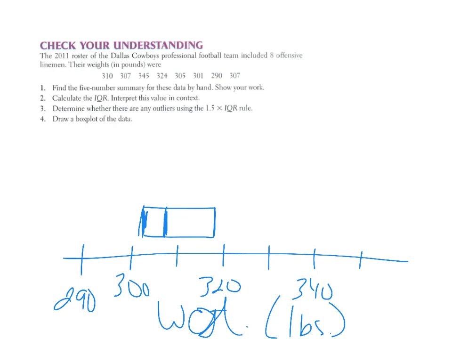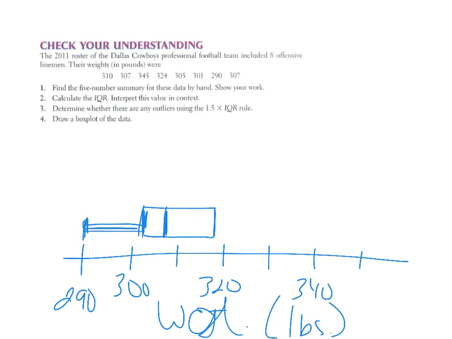My whiskers don't go out to the edges of my IQR. They go out to my data points that are within that 1.5 times my IQR rule. They go out to my biggest and smallest data points there. For instance, my whisker to the left: I did have a guy that's 290, so I've got a whisker that goes out there.